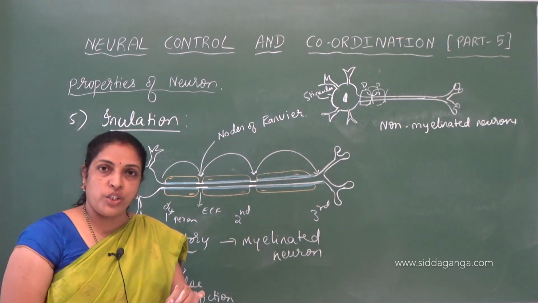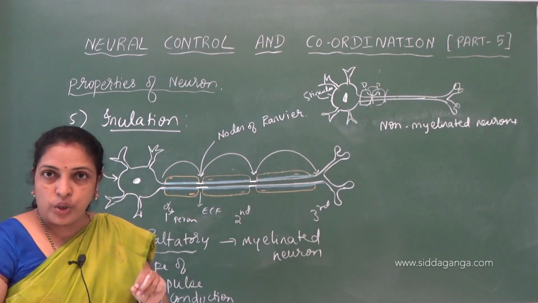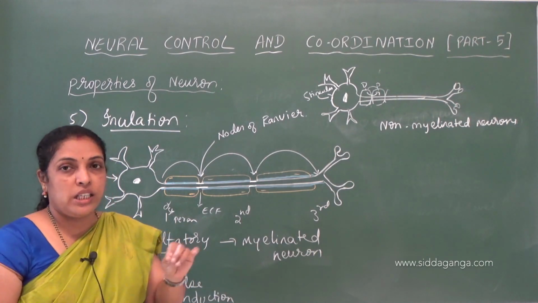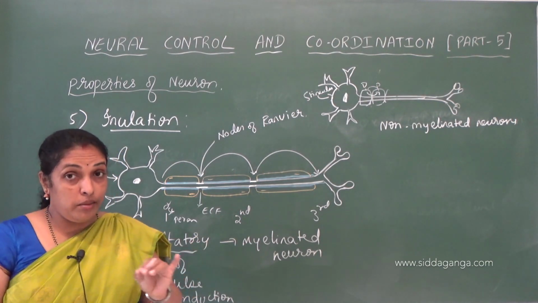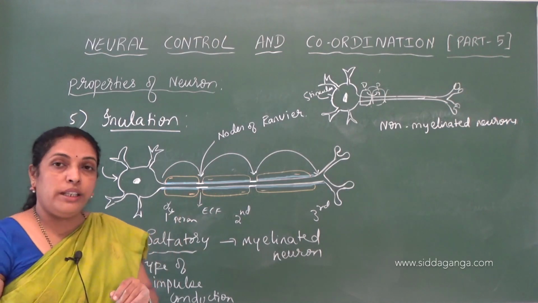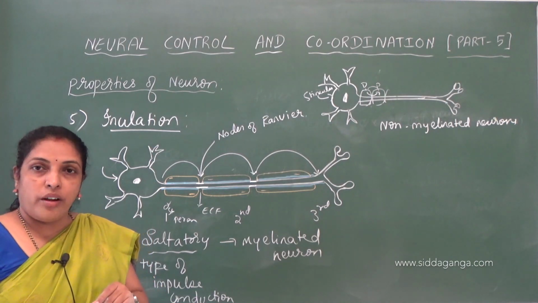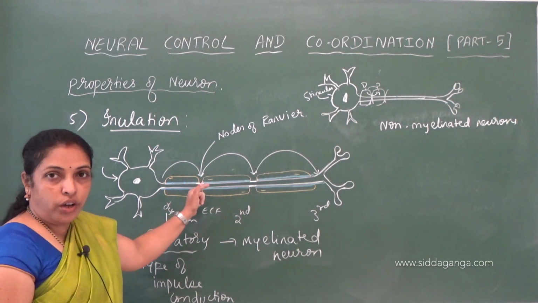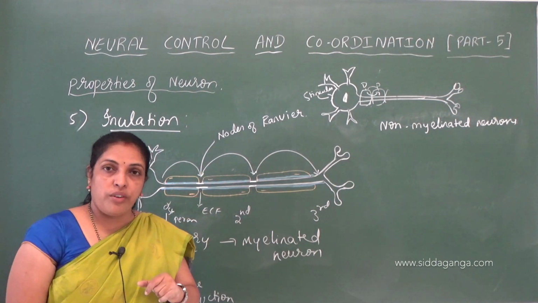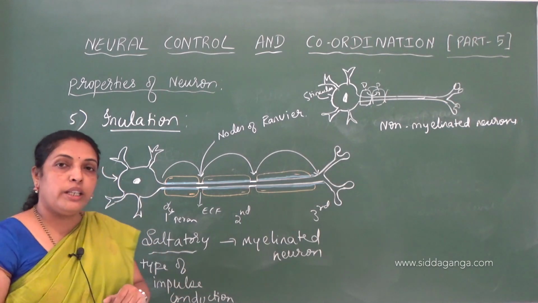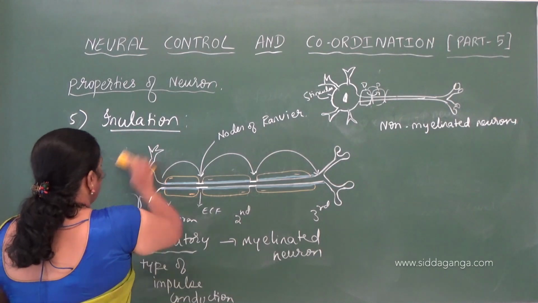What you need to know is that faster rate of impulse conduction is seen in myelinated neurons and delay in conduction is seen in non-myelinated neurons. Saltatory type of nerve conduction is seen in myelinated neuron and it is not seen in non-myelinated neuron. They will ask again, what is saltatory type of conduction? So there is jumping of nerve impulse or action potential from one node of Ranvier to another node of Ranvier. That is nothing but saltatory type of nerve conduction. So that is about insulation and conduction.